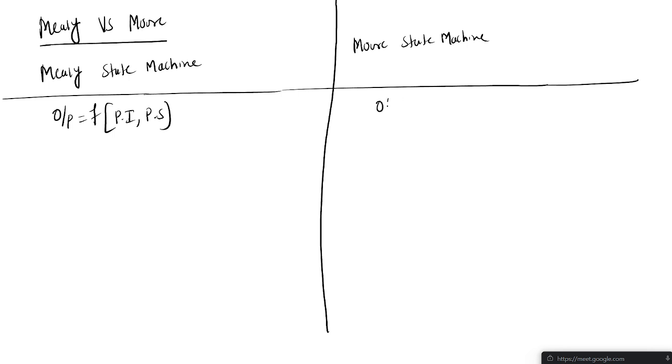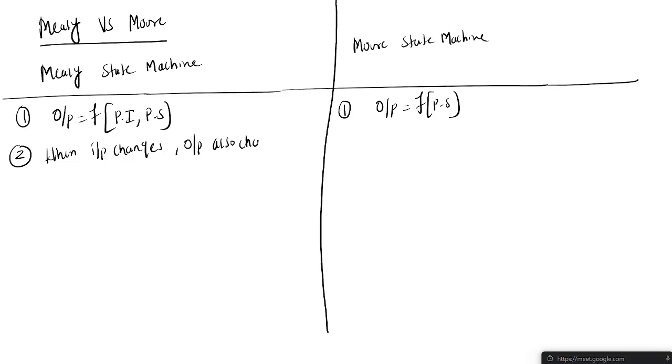Here the output is a function of only the present state. So when the input changes, the output also changes. Here, when the input changes, the output does not change.